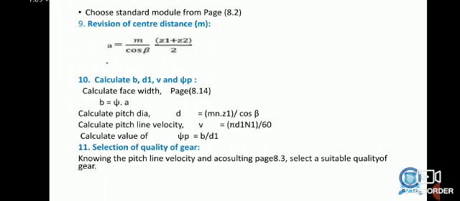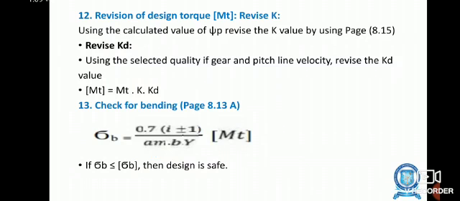Then step 11, selection of quality of gears. Knowing the pitch line velocity, using the data book page number 8.3, select the suitable quality of gear. Step 12, again revise the design torque. Using the calculated value of psi p, revise the K value by using the page number 8.15 formula, revise the KD value, and again find the revised design torque MT equal to design torque equal to MT into K into KD.